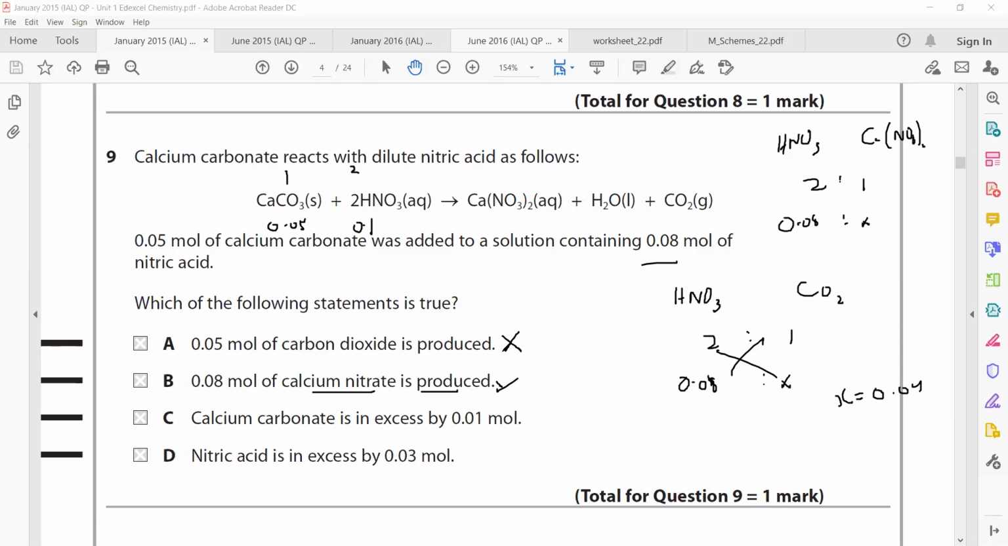Calcium carbonate is in excess. Already we worked out that 1 to 2 is the ratio. If 0.05 is there, then this will be 0.1. But we don't have 0.1, we have 0.08. So which statement is true? Statement C is true. But in this case, nitric acid is the limiting reagent. I can work out the mass in excess, but because this is the only statement in which the calcium carbonate is in excess and that's a true statement, I did not bother about calculating the mass which is in excess.